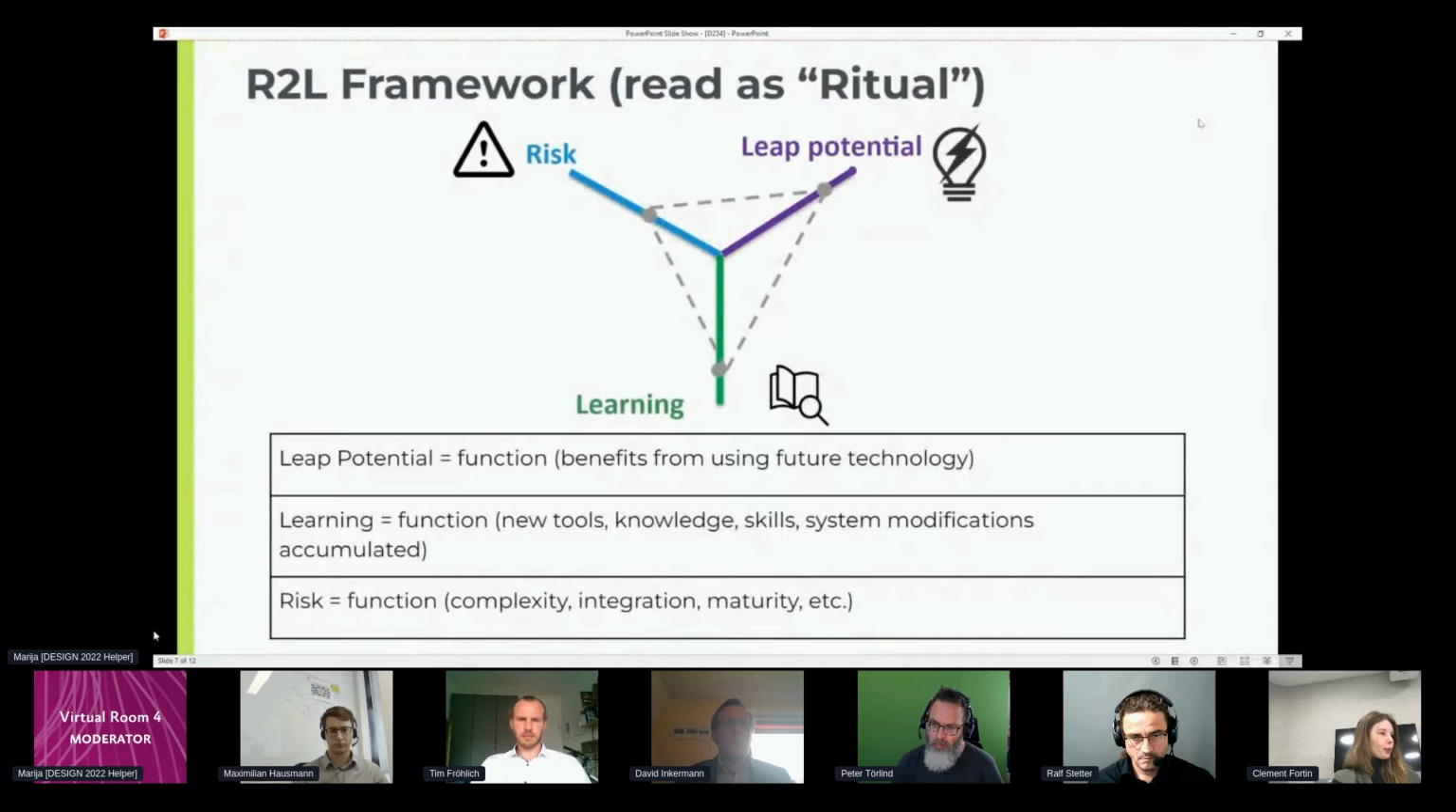The RITUAL framework, R2F, as we read it this way, consists of 3 parts. Leap potential represents ambitions of demonstrated technology to propose significant competitive advantages in the future. It indicates the size of commercial opportunity. Learning criteria specifies how much the company would learn from developing a demonstrator, which includes both knowledge and skills. Risk depends on the complexity, need for integration, technological and manufacturing maturity, and others.